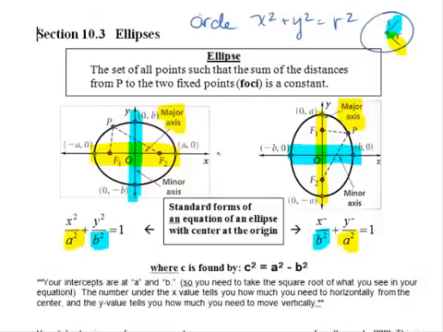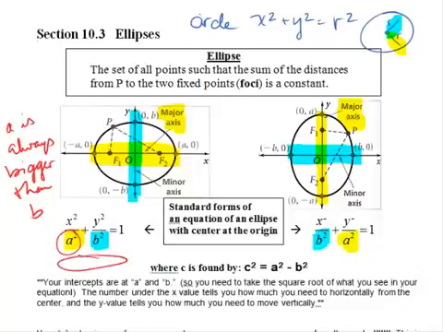A will always be the larger number, so that can just be a note for yourself. A is always bigger than B. And so you don't need to memorize both forms of the equation. You just need to recognize that when the larger number is underneath the x, then you'll have a side-to-side ellipse, like this one, a horizontal. When the larger number is underneath your y, you'll have an up-down one. Well, that's a really bad picture. There you go. No better.